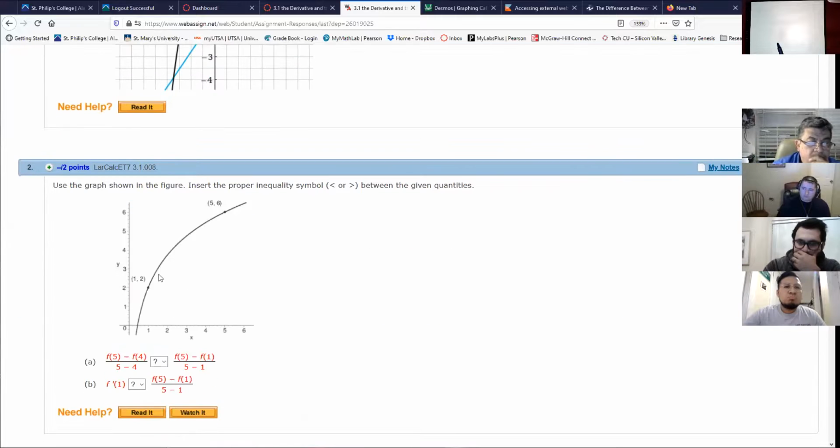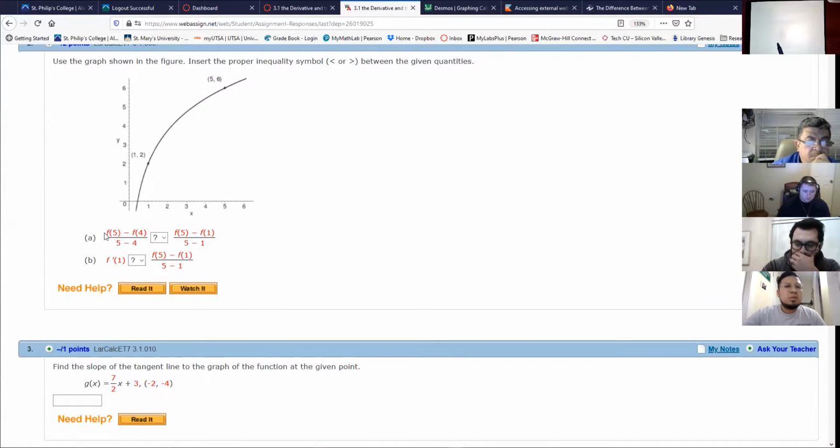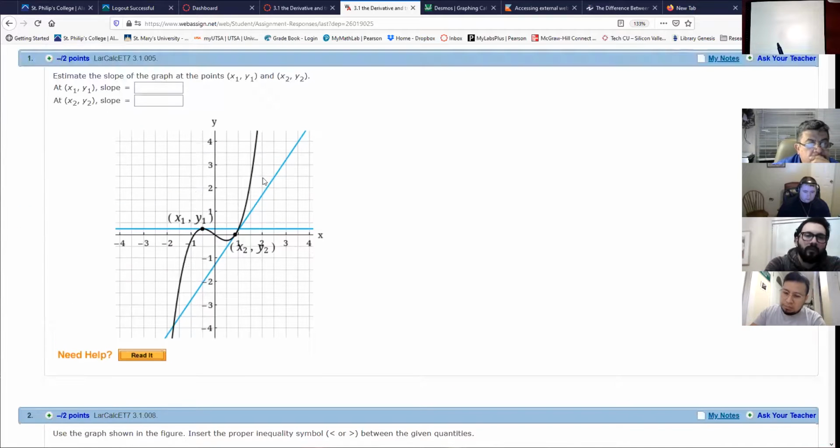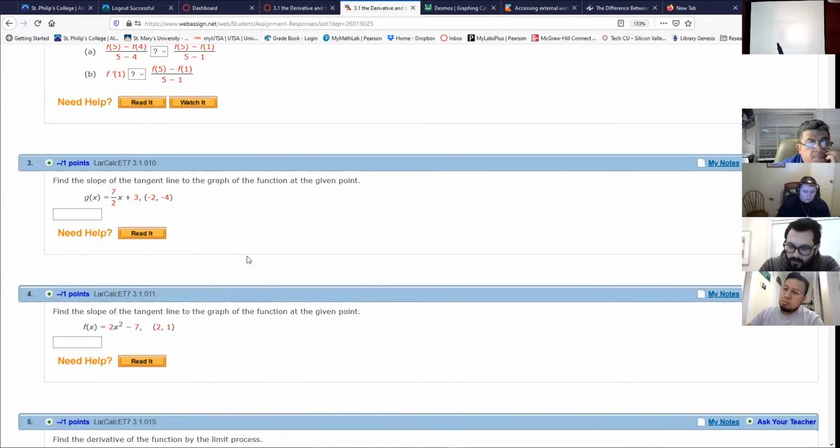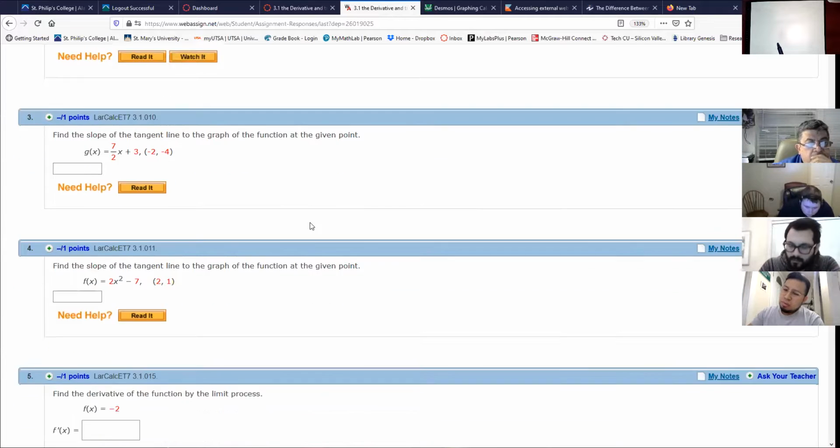Then eventually we start talking about... So here's the same deal. Finding the slope that connects these 2 points, 5, 1, 5, 4. Make sure this is all right. So we're going to review basically the basics first. We're going to start with that. And then we're going to start talking about the derivative.